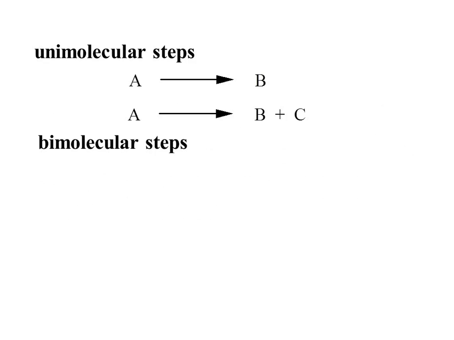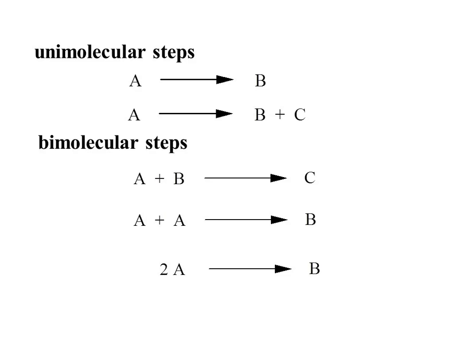All right, so these could potentially be elementary steps. A goes to form B, an elementary step. A breaks apart to form B and C, an elementary step. Notice both of those are unimolecular because there's only one particle in the elementary step on the reactant side. Some examples of bimolecular steps. These are all bimolecular because you have 2 particles. Now, I would argue that elementary steps number 2 and 3 are basically the same thing. A plus A going to form B, 2A going to form B. Bimolecular.